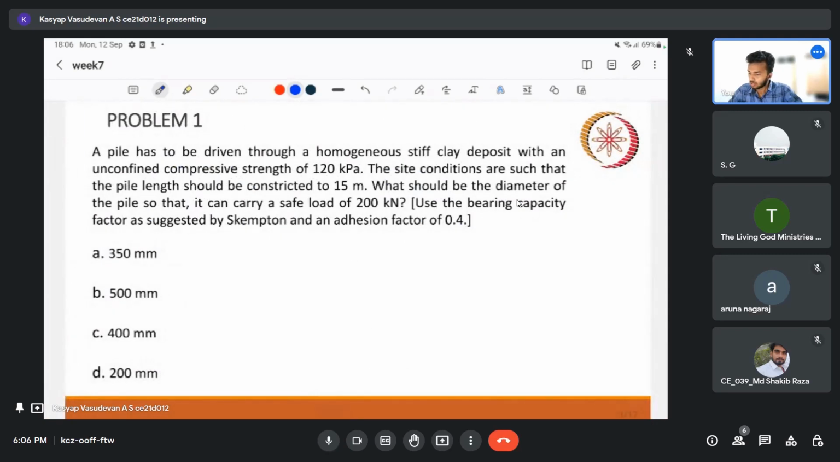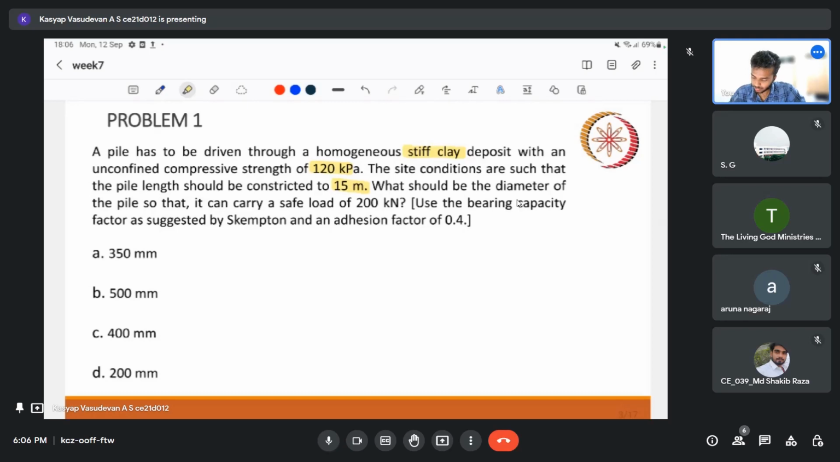Okay. So in the first question, we have a few things here. We have a pile which is driven through homogeneous stiff clay with an unconfined compressive strength of 120 kPa. Site conditions are such that the pile length should be restricted to 15 meters. So we are given a restriction of 15 meters, and we can take the length of the pile as 15 meters. Since it is a maximum, we can go for that.